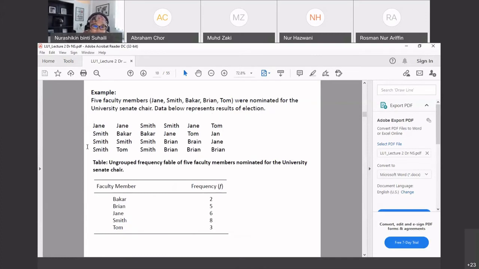Let's say you are given this example: Jane, Smith, Jane, Tom, Brian. This is the raw data. So you come up with the frequency table. What is meant by a frequency table? You put it into categories. Let's say Jane occurs twice, meaning the frequency is two, so you put 2 here. Brian, 0.5. Okay, so this is the frequency table.